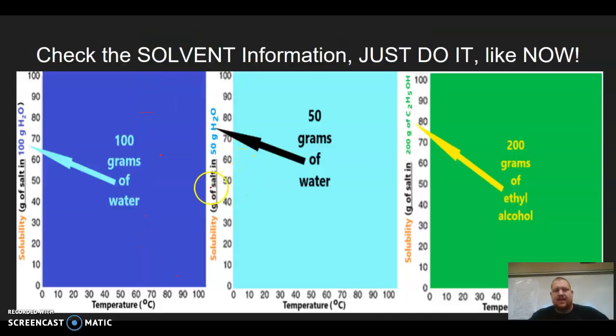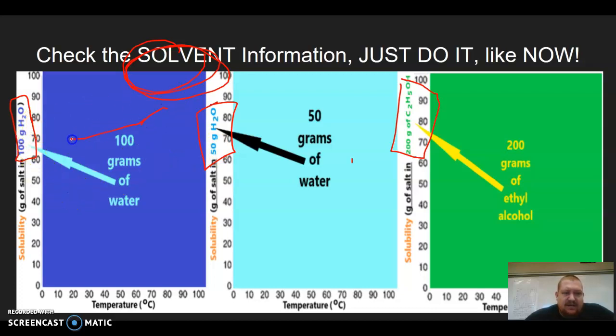Moving on. When we get ready to look at this graph, it's very important that we identify the solvent information. The solvent information is found right here. This tells us what our solvent is and how much there is. As you can see, these two graphs have the same solvent, water, but they have different amounts of water, so they'll give you different results. This one over here has a different amount and a different solvent altogether. Make sure you take the time to look at your solvent so you know what you're dealing with.